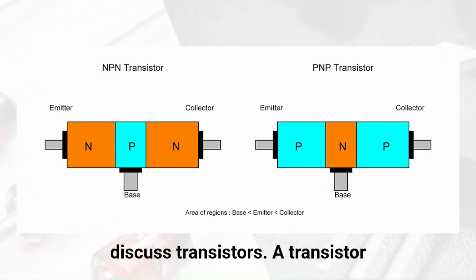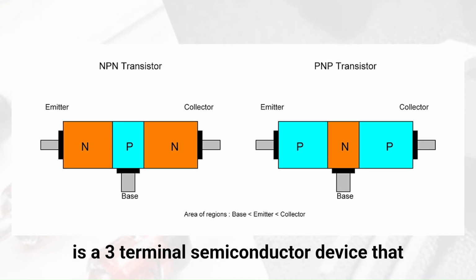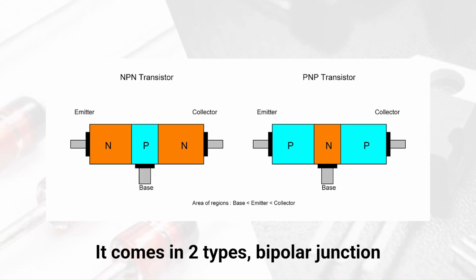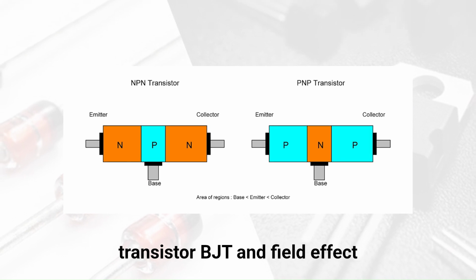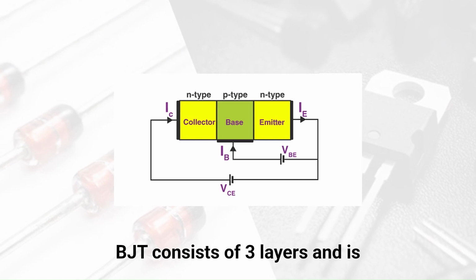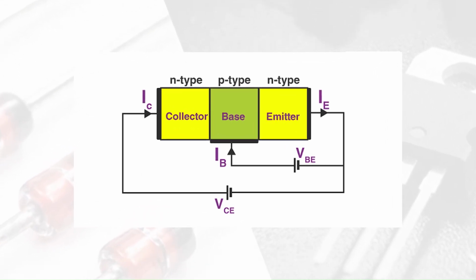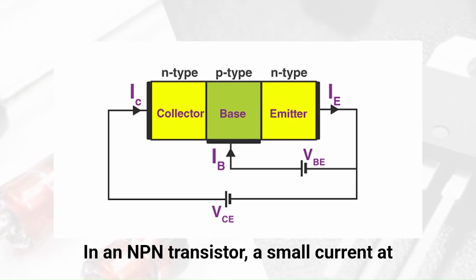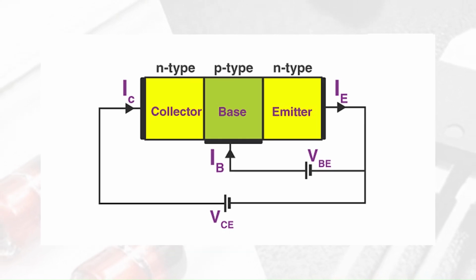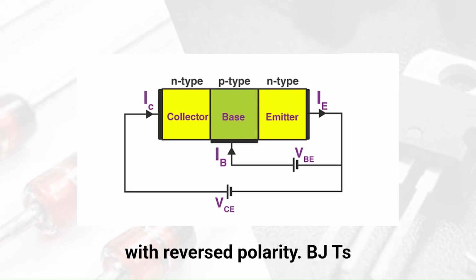Now, let's discuss transistors. A transistor is a three-terminal semiconductor device that acts as a switch or an amplifier. It comes in two types, bipolar junction transistor, BJT, and field effect transistor, FET. The BJT consists of three layers and is classified into NPN and PNP types. In an NPN transistor, a small current at the base controls a larger current between the collector and the emitter. The PNP transistor works similarly but with reversed polarity.